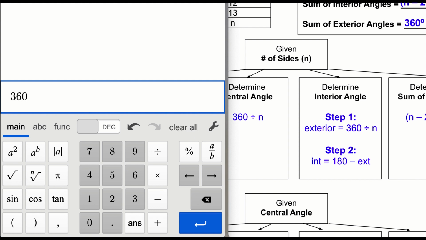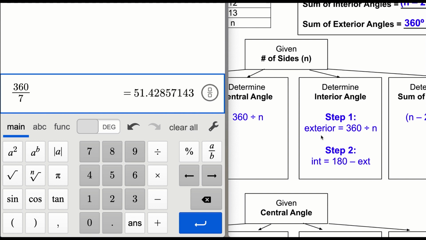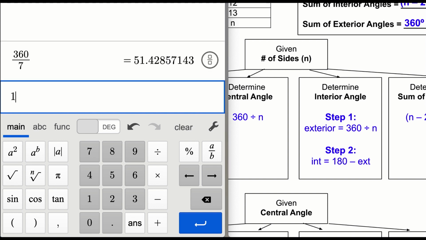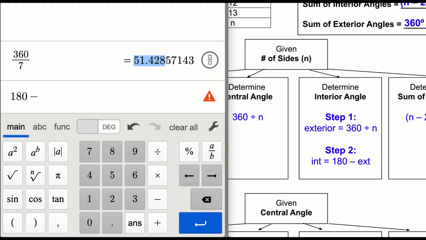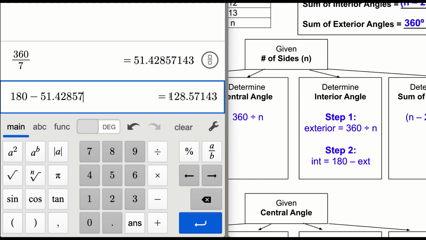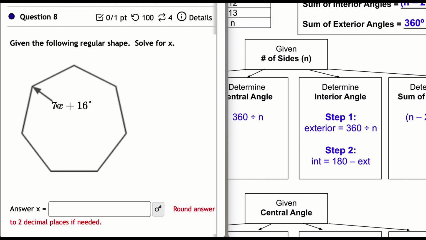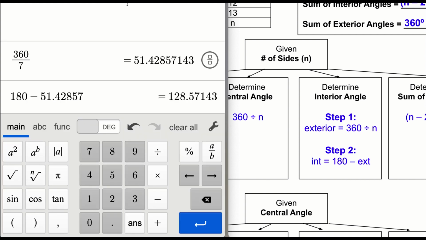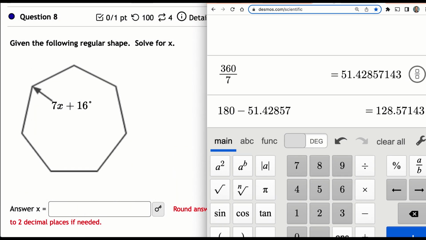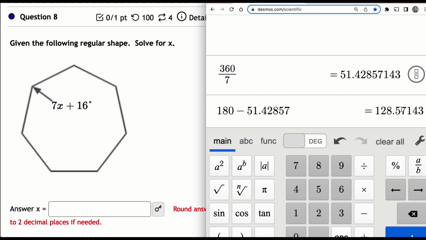So 360 divided by 7, and then I have to take that answer and subtract it from 180 degrees. So then I go 180 degrees, subtract off this 51.4285 and so on. I'll just stop at that amount, but that's plenty. So my answer then for my one interior angle is going to be this. Now this is my decimal answer of what this thing is pointing at. So 7x plus 16 is going to equal that 128.57. Let me just chop that off too.